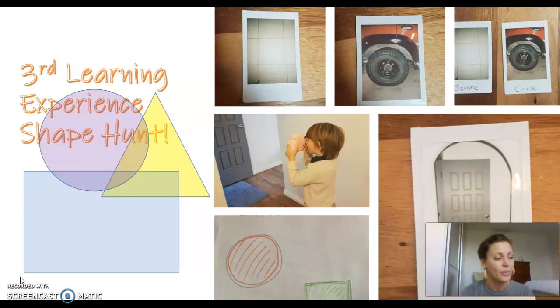I said, almost. A rectangle has 4 sides like a square, but remember, a square has 4 sides that are exactly the same, but a rectangle has 2 sides that are longer and 2 sides that are shorter.